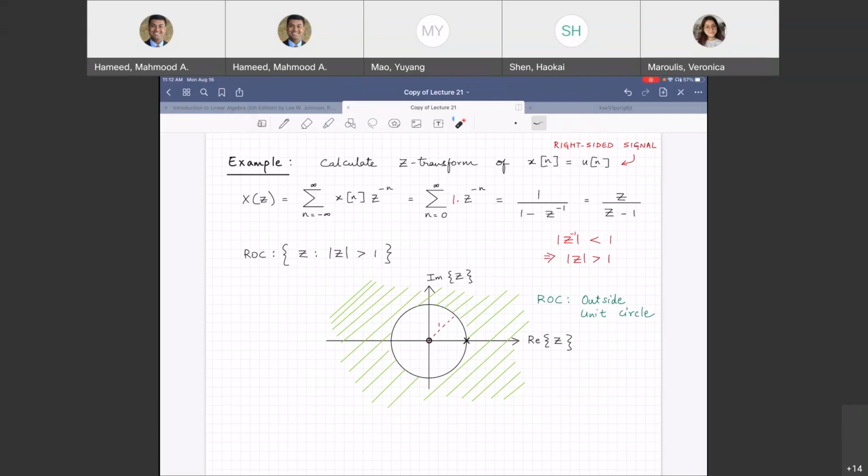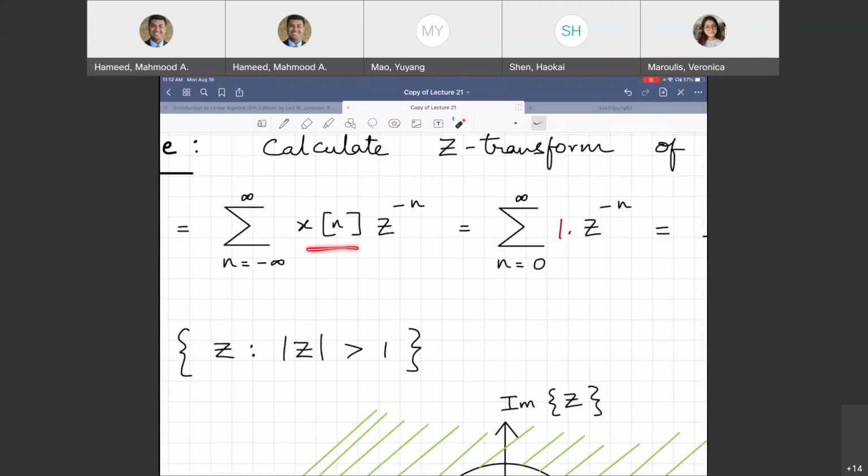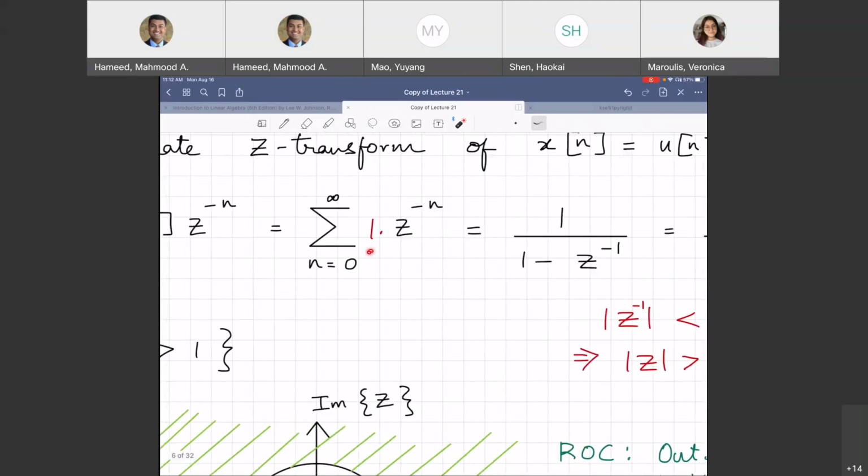Now, let's take a look at the math here. I need x of z. I'm given x of n. x of n is simply 1 from 0 to infinity. It's a right-sided sequence. u of n is only defined between 0 and infinity, so I'm going to reduce this sum down to start at 0 here. And for all those times between 0 and infinity, u of n is simply 1. I've got a very nice geometric series now, right? All I would need is this.